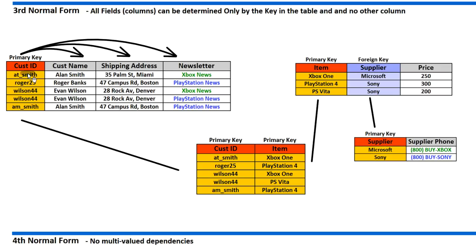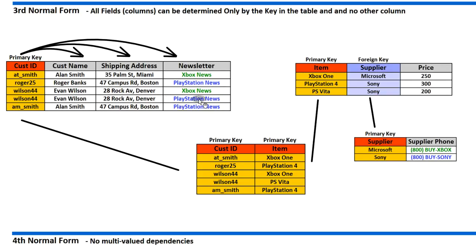This field depends on the customer ID. This address depends on the customer ID, and the subscription depends on the customer ID. So these are all dependencies of the key. However, there's still a problem. As you can see, Evan Wilson is in here twice with the same address because he subscribed to 2 different newsletters. So if he would change his address, I would have to change it in 2 places.